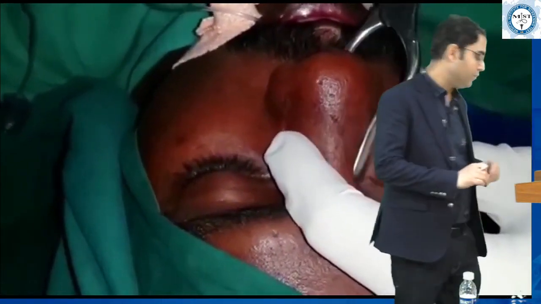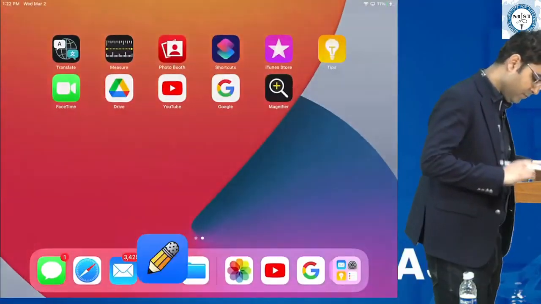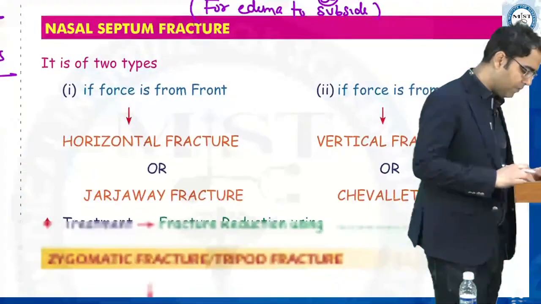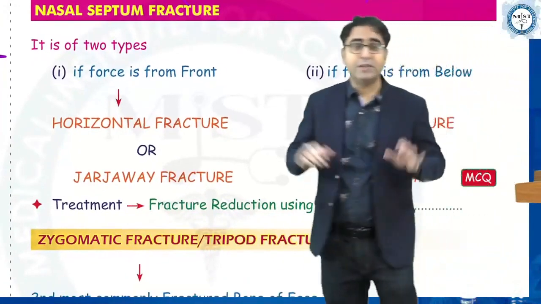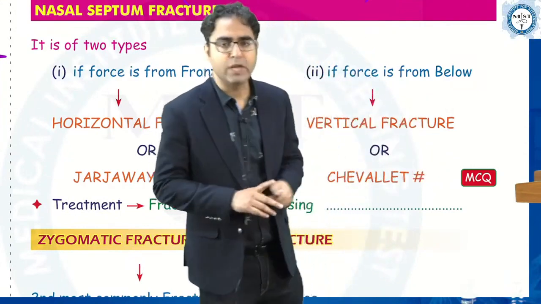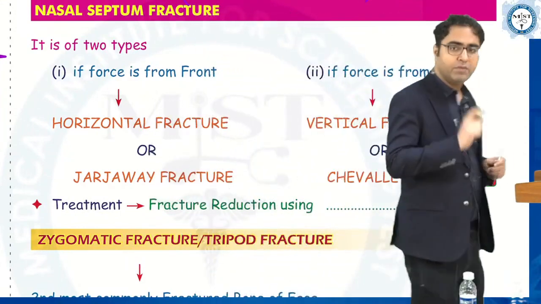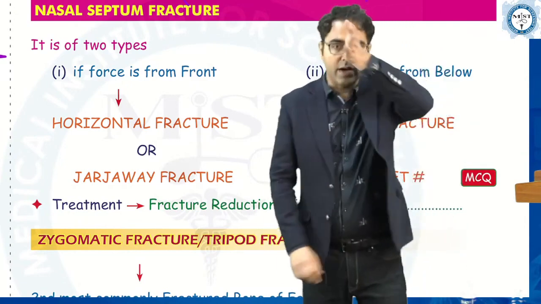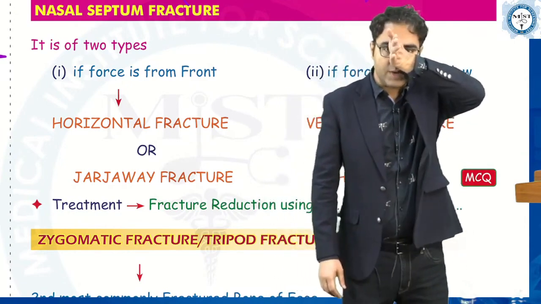Okay, now let's go further. Next is septum fracture, beta. Everybody, next is nasal septum fracture. Nasal septum fracture is of two types, beta. Look at me, everybody. Now, where is the septum, beta? Look here. Where is the septum? Over here. This is the septum, beta. Am I clear?